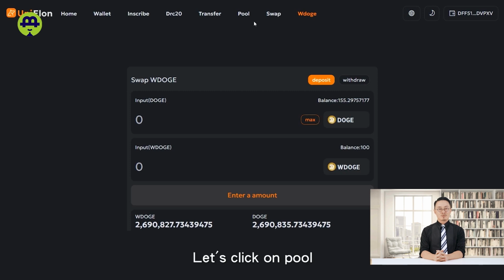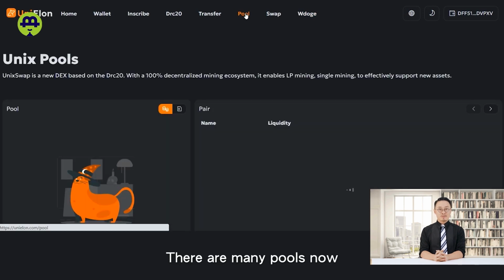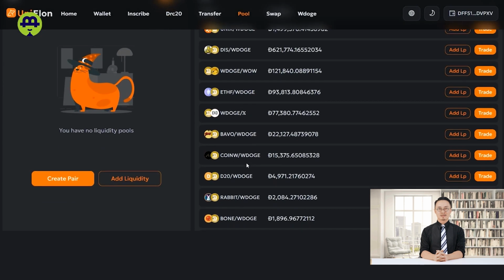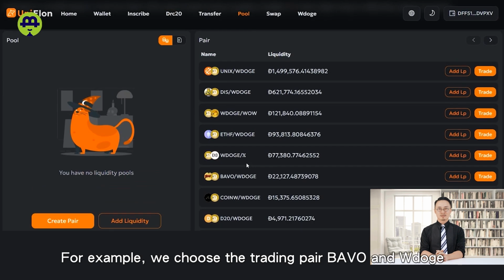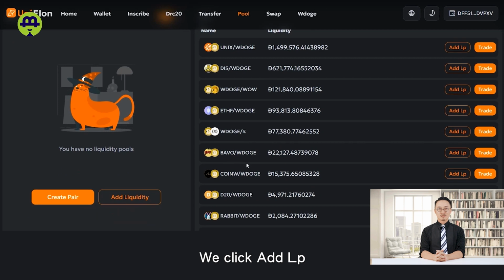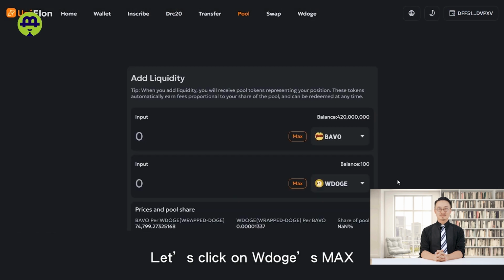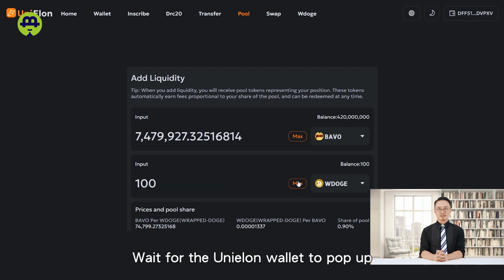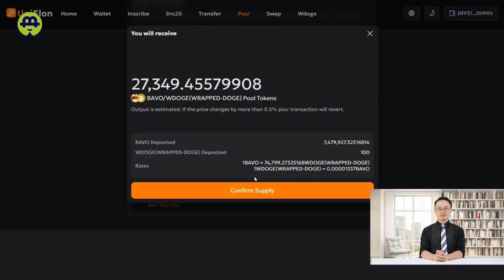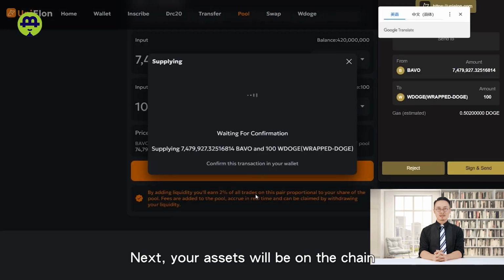Let's click on pool. Then we can see there are many pools now. We choose one. For example, we choose the trading pair BOVO and the Doge. We click at LP. Then we will see the balance. Let us click on the Doge's max. Then click supply. This way you can confirm supply. Wait for the Unielon wallet to pop up. We click send to send. That's it. Next, your assets will be on the chain.